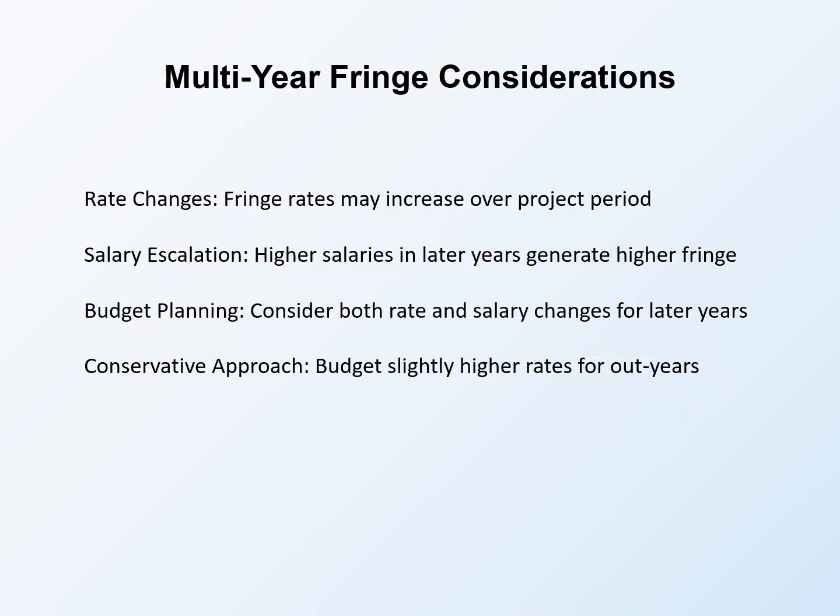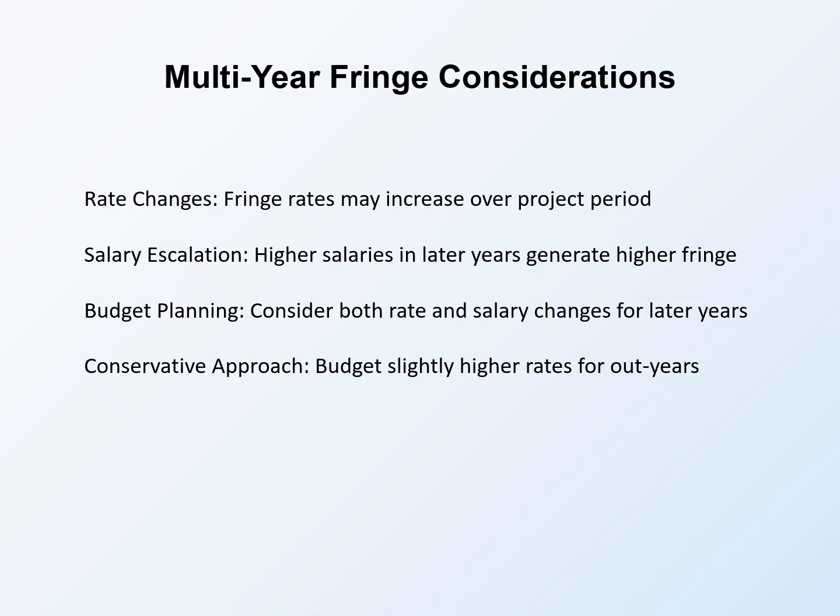At $51,500 in year 2, fringe costs $15,450. Budget planning should consider both rate and salary changes. For a 3-year project, year 1 might use current rates and salaries. Year 2 might assume 3% salary increase plus 1 or 2% higher fringe rate. Year 3 continues the escalation.